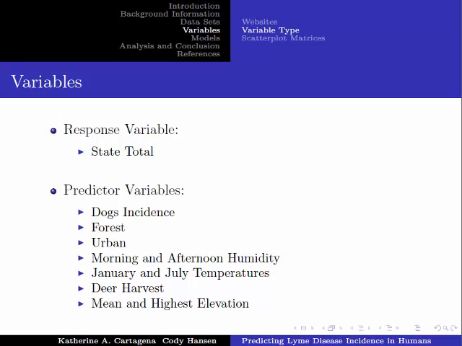Our response variable was the total number of new human Lyme disease cases in a given state over a year. Our explanatory or predictor variables were new dog Lyme disease cases reported in that state over a year, the percent of that state that is covered in forest, the percent of that state that is urban areas, and morning and afternoon humidities of a given state. Deer harvest is the number of white-tailed deer killed in a given state over a year. And finally, we have the mean elevation of a state and the highest elevation of the state.